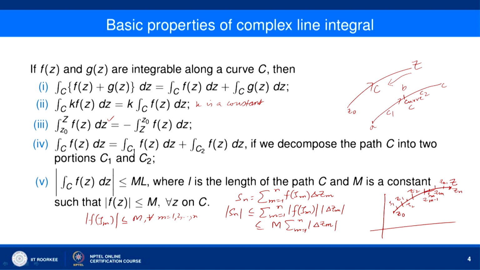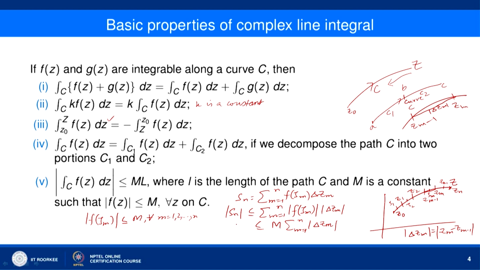Let us look at this. You see, this is mod of Δzm. Let me show you like this. This is zm minus 1, this is zm. Then mod of Δzm is mod of zm minus zm minus 1. That is the distance between the complex number zm minus 1 and zm. So, this is the mod of Δzm. That means the length of the chord joining the points zm minus 1 and zm. So, this is the sum of the lengths of the chords which join the points z0 to z1, z1 to z2 and so on, zn minus 1 to zn.